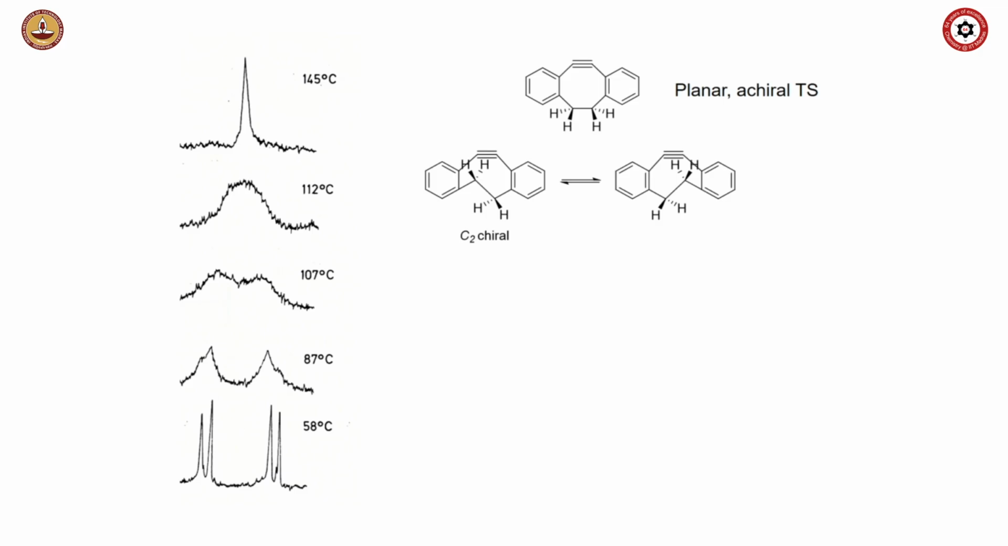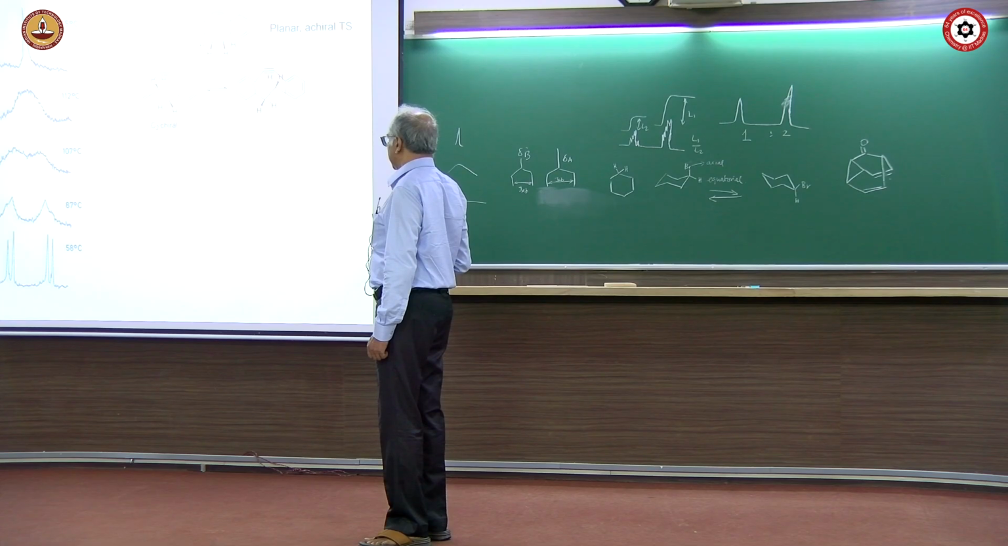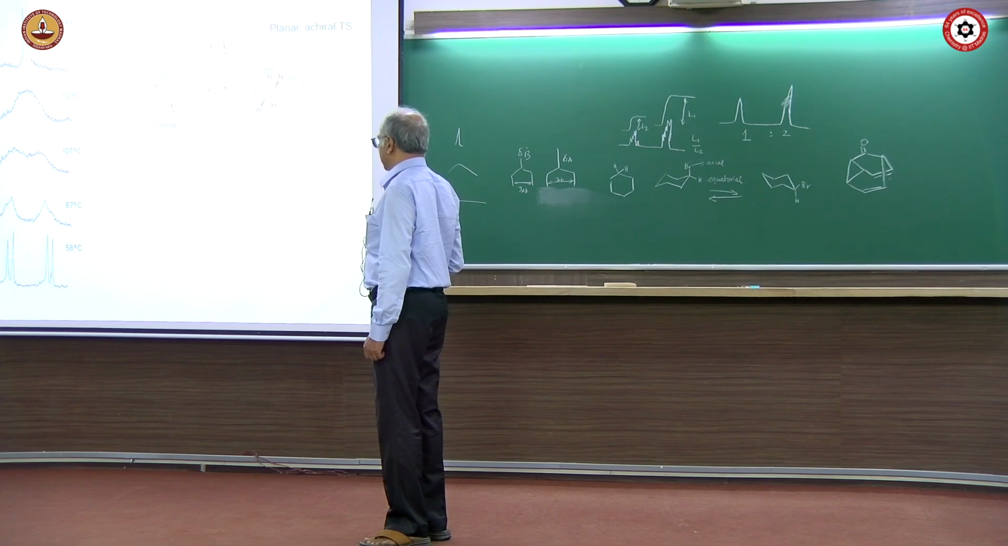When there is a rapid interconversion between these two conformations, NMR will see only a singlet, at 145 degrees centigrade. NMR sees a singlet because it sees the planar structure. Whereas at minus 58 degrees centigrade, at room temperature, above room temperature, it appears as an AB quartet. An AB quartet is what is seen here.